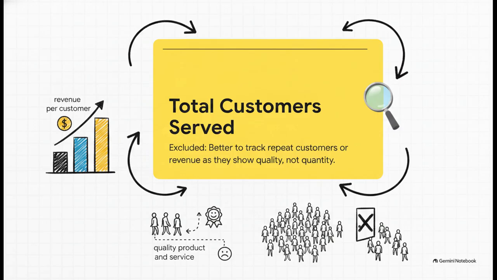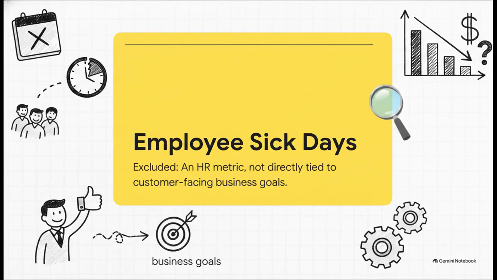Now you might be wondering, wait, why isn't total customers served on there? It seems like a great number, 3,450 customers. But here's the thing. While it provides important context, tracking repeat customers, or revenue per customer, is a vastly better KPI. Why? Because repeat customers actually prove the quality of your product and service, not just the sheer quantity of random foot traffic. We also tossed out employees' sick days. 15 sick days is fundamentally just an internal HR metric. Unless you can mathematically show that it massively disrupted your operations and directly caused a loss in revenue, it's just supporting data. It is not a core, customer-facing business performance indicator.